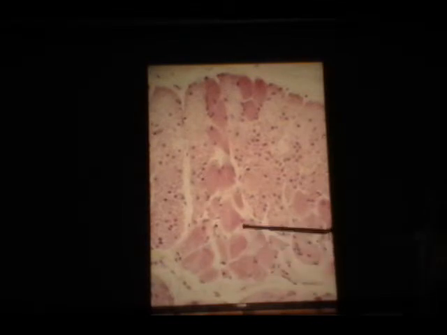The next slide. This shows the second quarter of the length of the esophagus, and these larger cells here are skeletal muscle cells. These smaller cells are smooth muscle cells. Eventually, smooth muscle will take over completely.